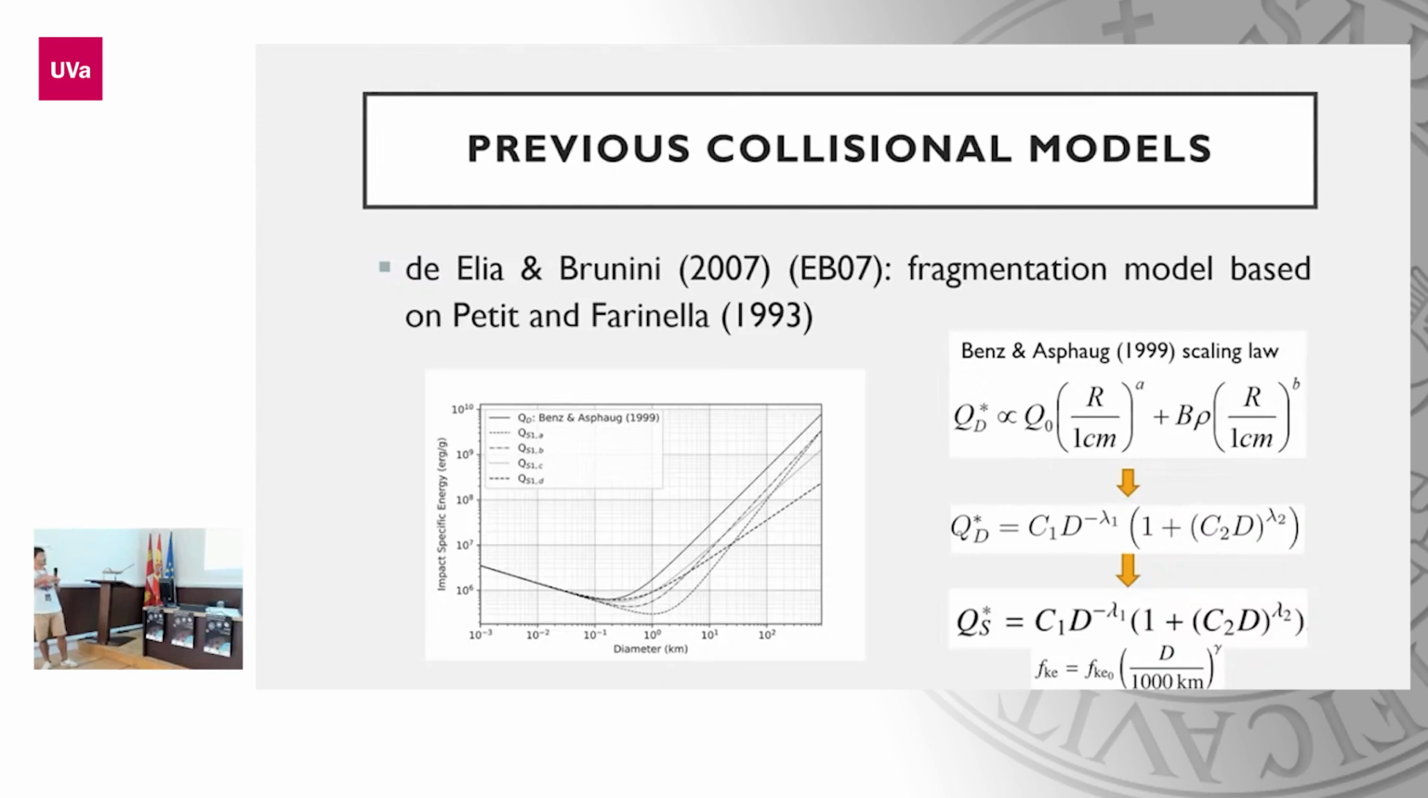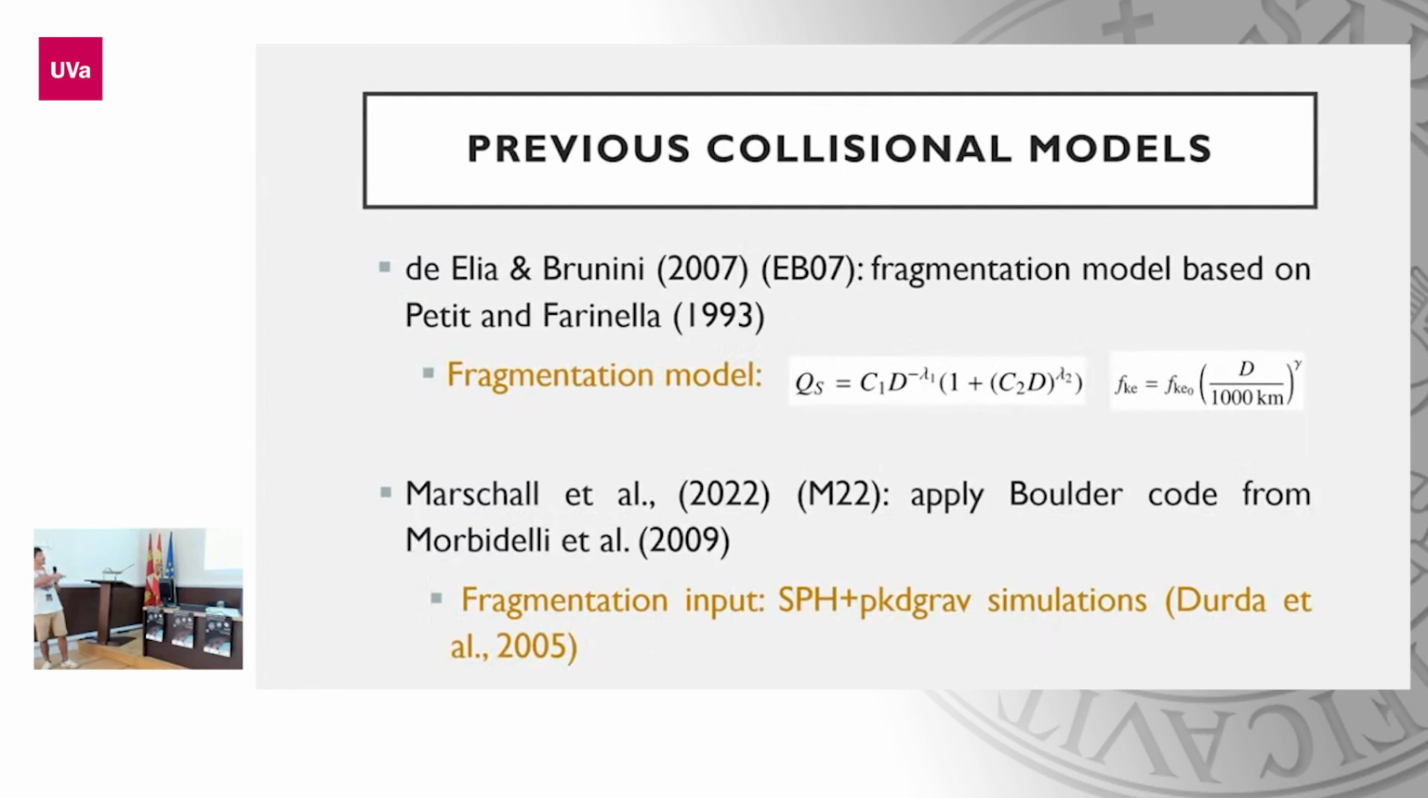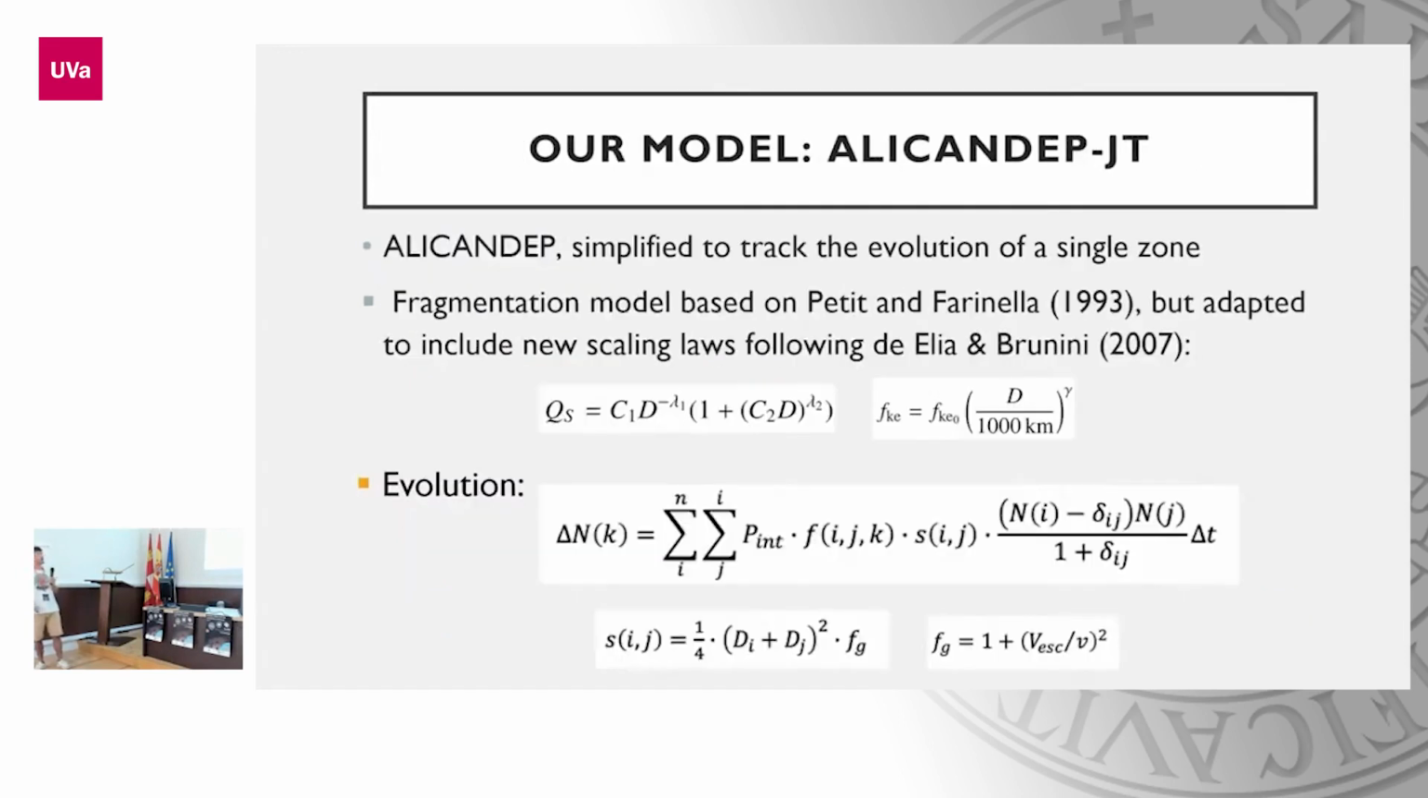After creating the QS, we also have this other parameter, fKE, which tells us how much of the energy from the collision goes into kinetic energy of the fragments, and the two combined create the corresponding QD that would have the same effect. We also studied the case of Marschall 2022, with Morbidelli, who use a fragmentation input that is different from ours. It comes from smoothed particle hydrodynamics conditions from 2025.